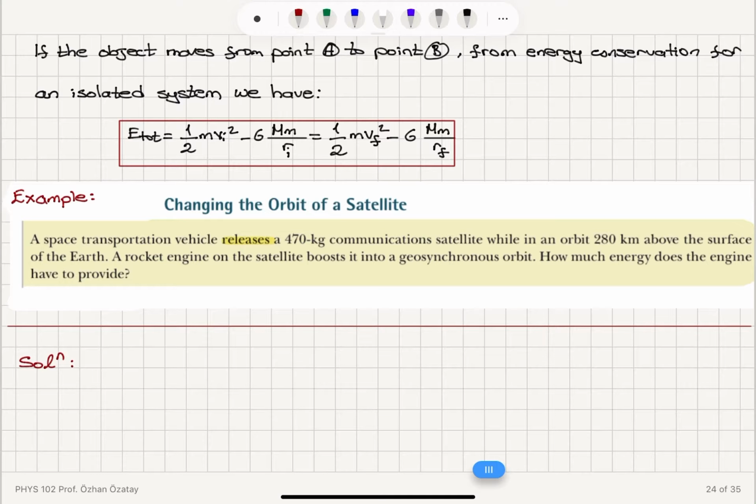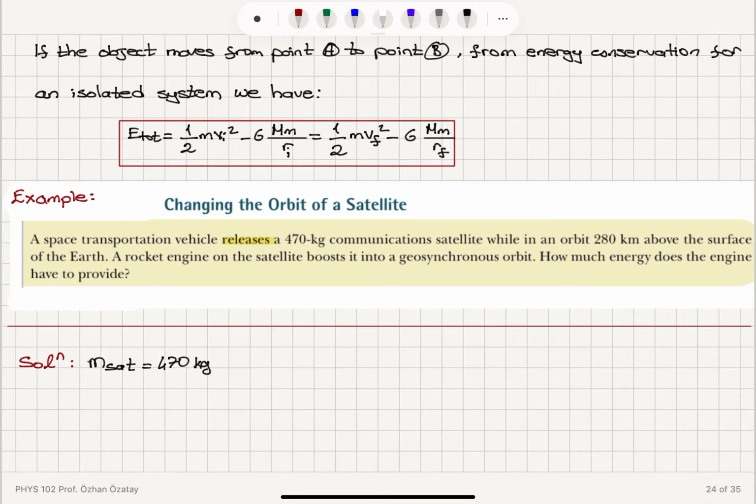Let's look at an example. A space transportation vehicle releases a 470 kilogram communications satellite while in an orbit 280 kilometers above the surface of the Earth. A rocket engine on the satellite boosts it into a geosynchronous orbit. How much energy does the engine have to provide? Okay, so we have the mass of the satellite equal to 470 kilograms.